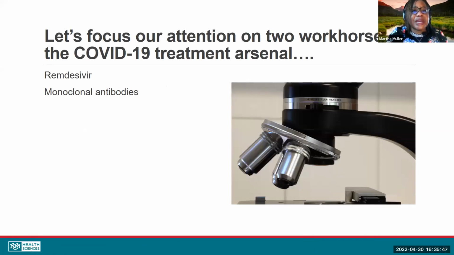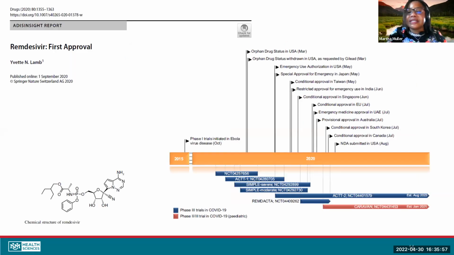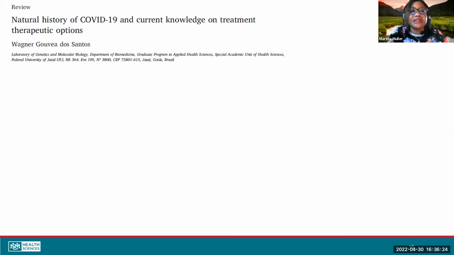So we're going to focus a little bit here on two workhorses in the COVID-19 treatment arsenal, remdesivir and then monoclonal antibodies. We're going to start with remdesivir. He is not a new kid on the block. We know him from his work with Ebola virus back in 2015. And what we can see here is that early on, he was tapped for the potential to aid in treatment during our COVID-19 pandemic. And so definitely was one of our early drugs to be considered for treatment in this pandemic.